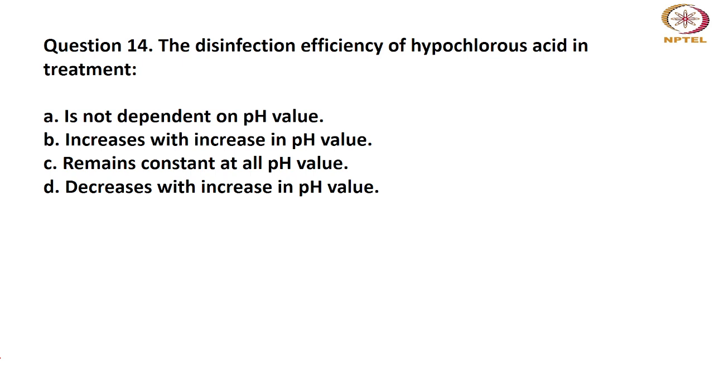Option D. You are saying option D. Right, option D is the correct answer, because with the increase of pH value, I am getting more OCl minus.